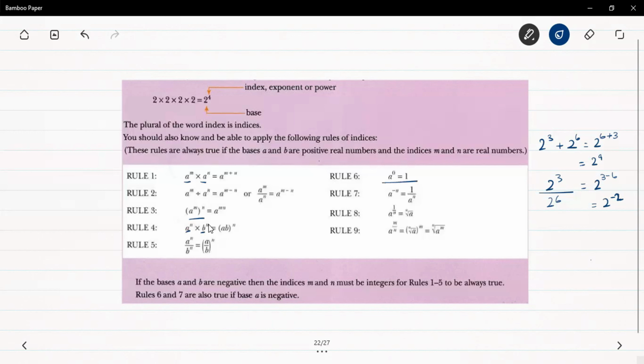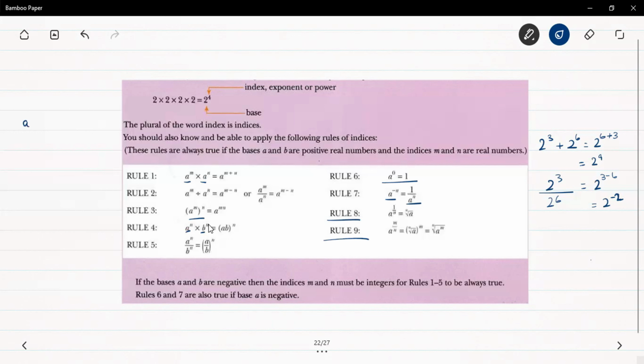And again, a to the power 0 is equal to 1, and a to the power negative n is equal to 1 divided by a to the power n. So these are some basic rules, and you should know them by now. Some tricky ones, I'll tell you: rule number 8 and rule number 9.